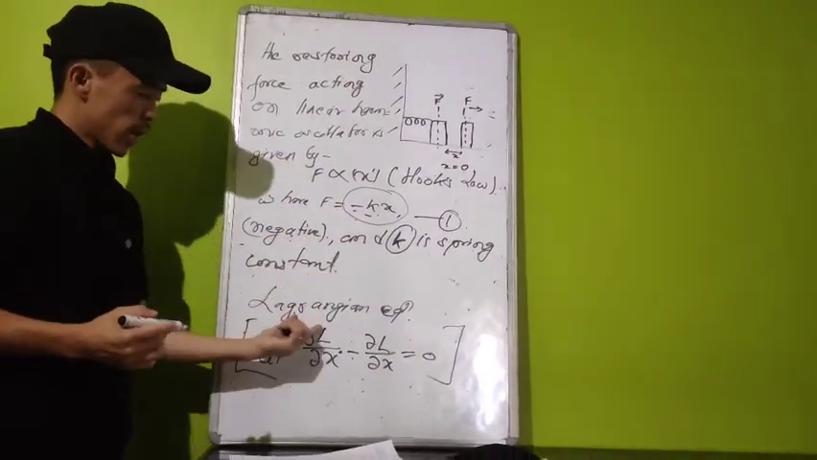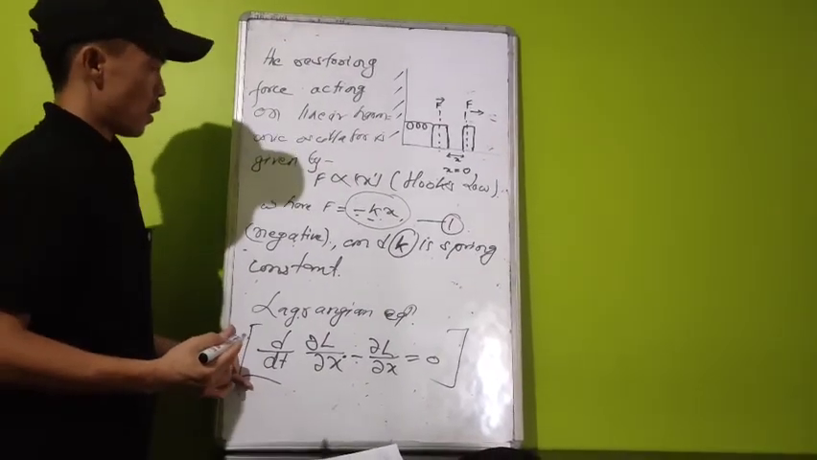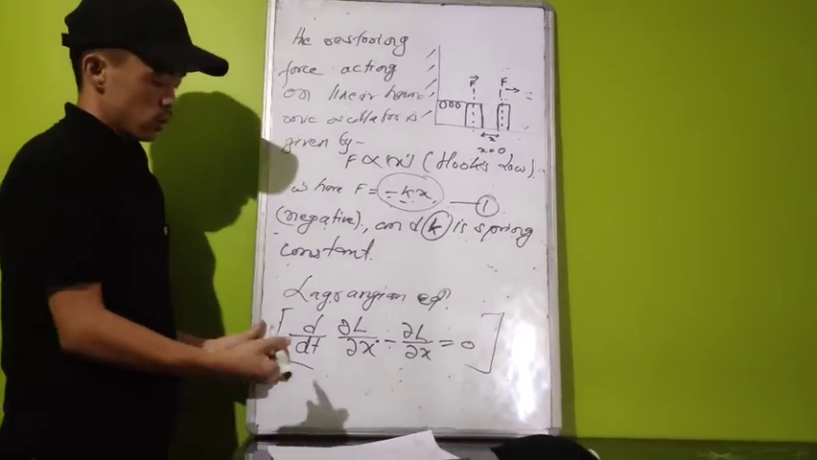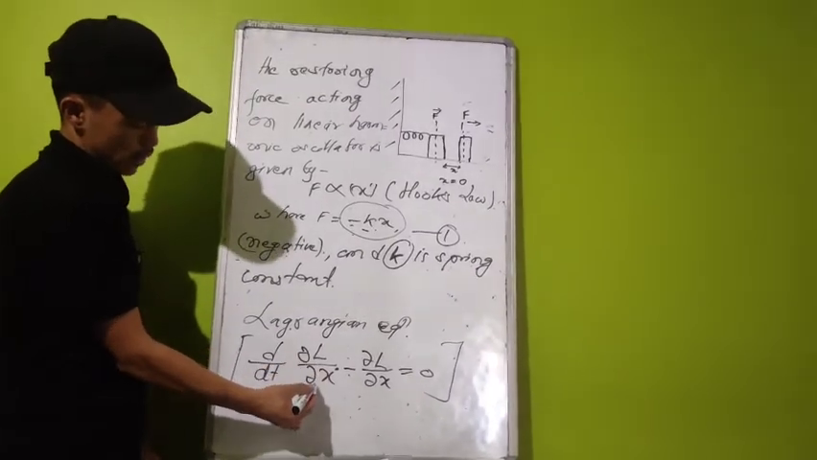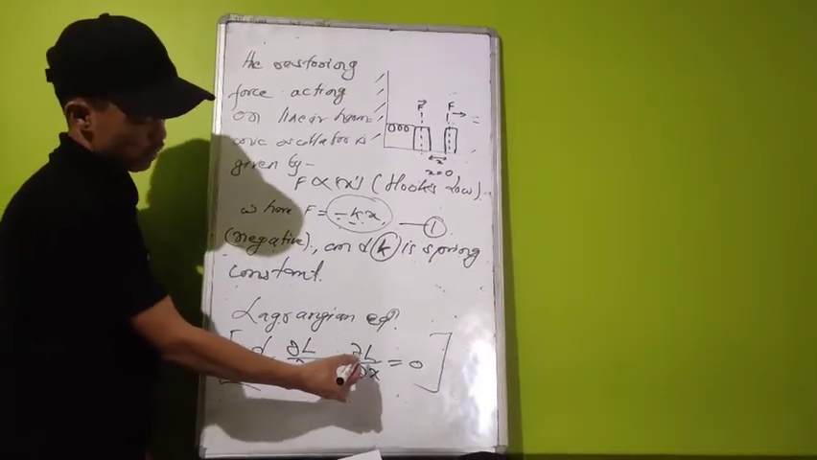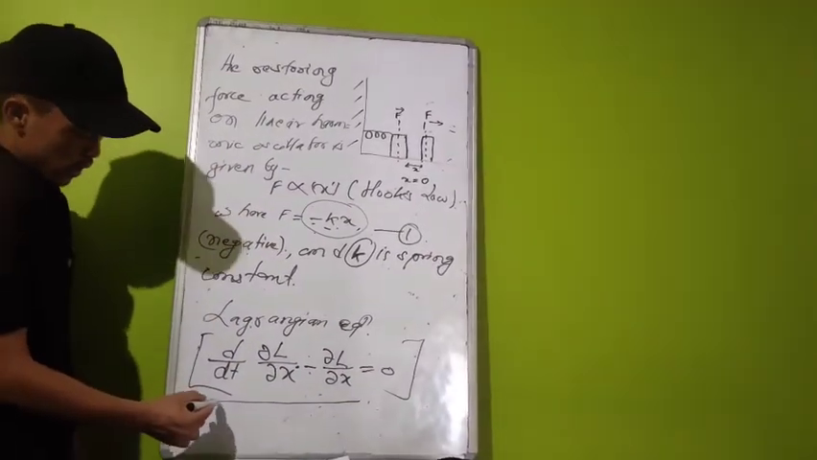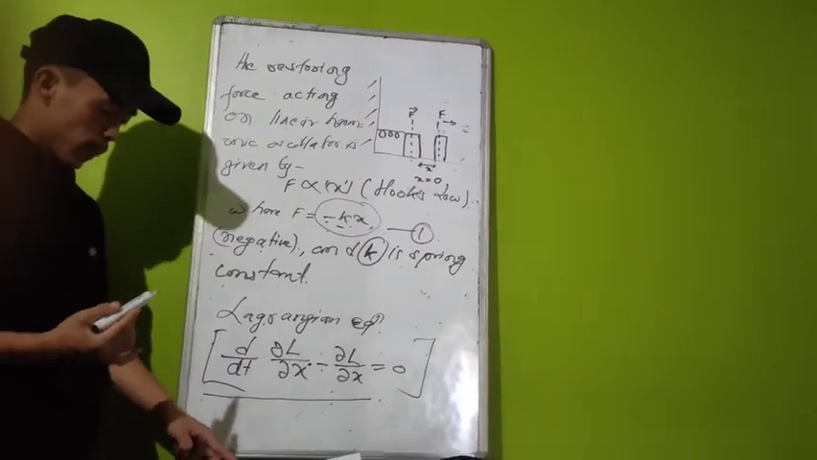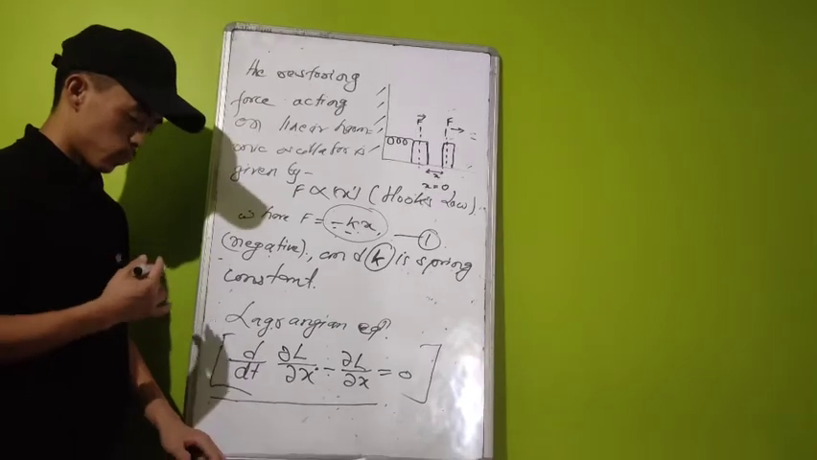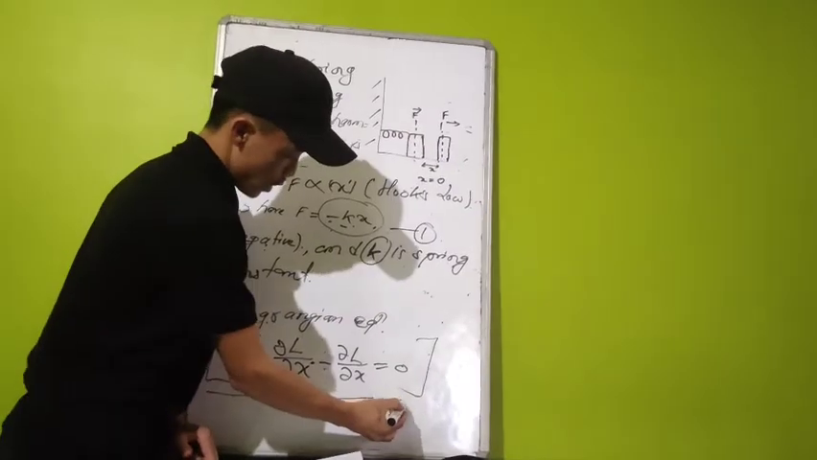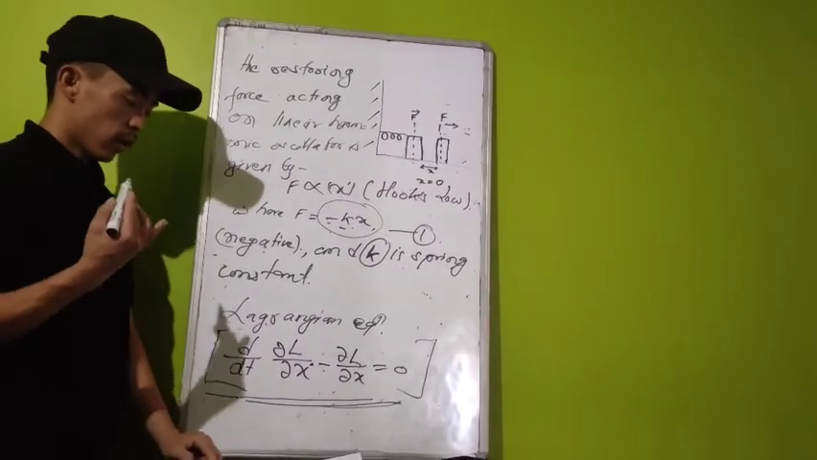Now, using the Lagrangian equation, we will be solving the linear harmonic oscillator. In the Lagrangian equation, we have d by dt of del L by del x dot minus del L by del x equals 0. Now in this Lagrangian equation, we have to find its kinetic energy as well as its potential energy, and we have to substitute in this equation, and we will find the linear harmonic oscillator in the classical concept.